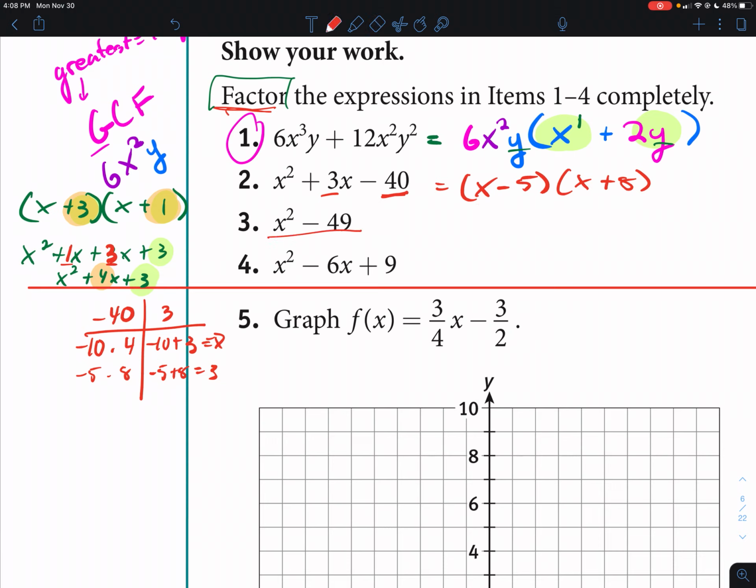Okay, on the third one, x squared minus 49. This one has a middle that's 0. You can imagine there's a 0x here. So you're looking for two numbers that multiply to give you negative 49, but add to give you 0. And those numbers give x minus 7 and x plus 7. Those are my favorite. And then finally, two numbers that multiply to give you 9 and add to give you negative 6. Well, those give x minus 3 times x minus 3.